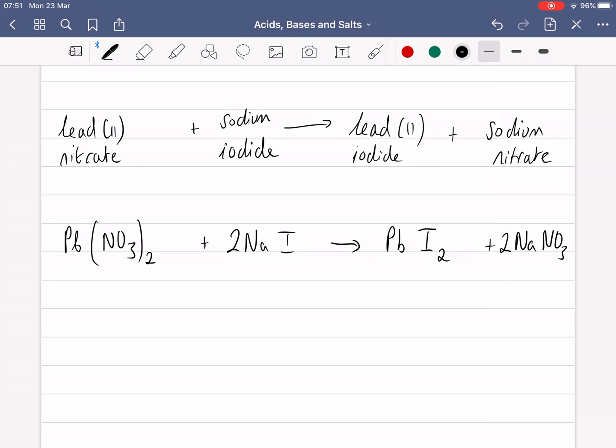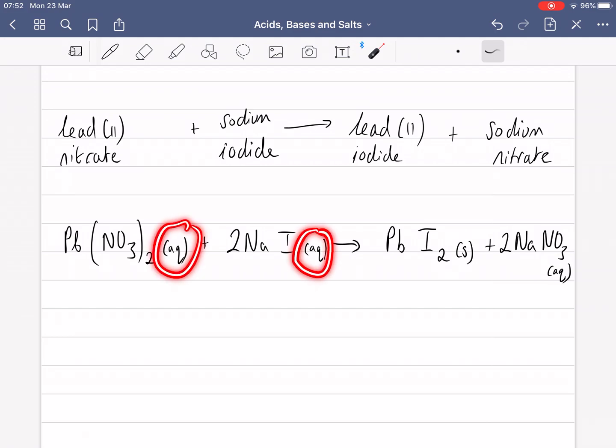Final thing I need to do is state symbols. So looking at lead(II) nitrate, it's aqueous because all nitrates are soluble. Sodium iodide is aqueous because all group 1s are soluble. Most halides are soluble except lead(II) iodide, so that's going to be a solid, it's our precipitate, and the sodium nitrate is aqueous. So a precipitation reaction is when we mix 2 aqueous salts to make a solid precipitate.